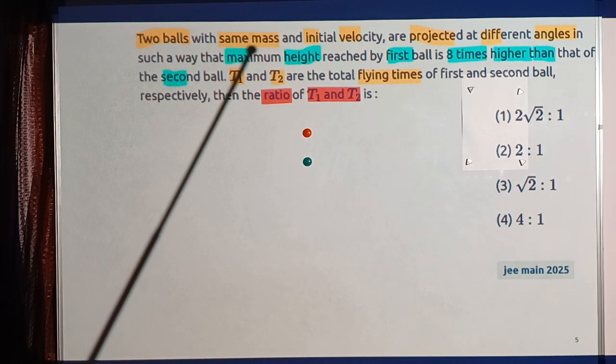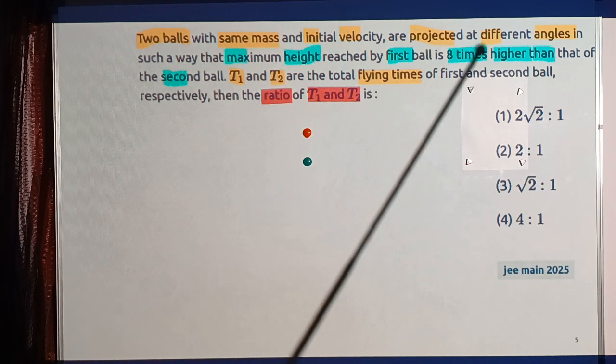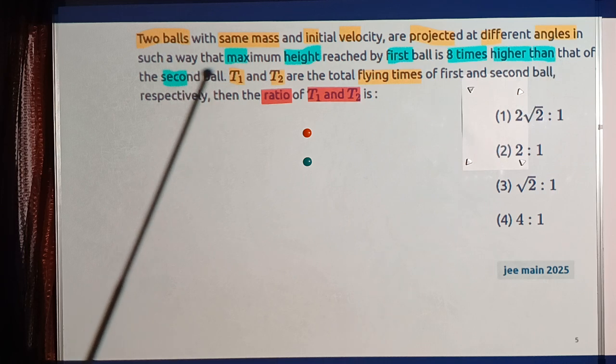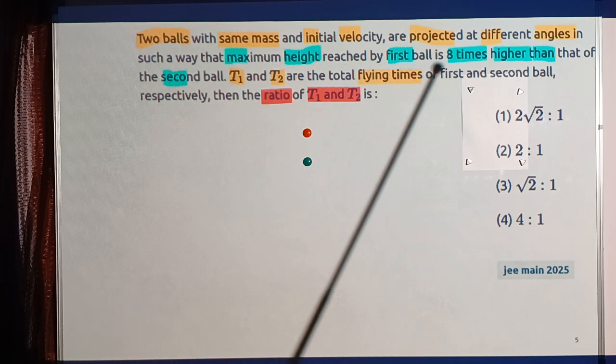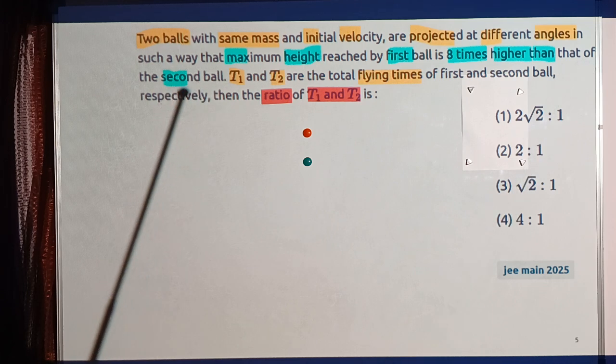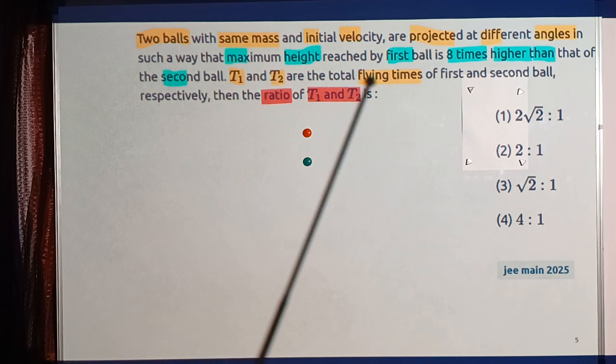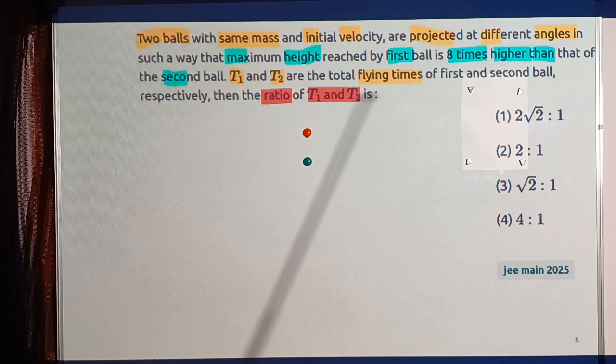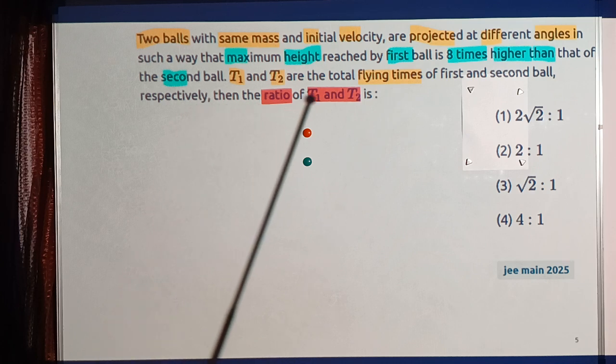2 balls with the same mass and initial velocity are projected at different angles in such a way that the maximum height reached by the first ball is 8 times that of the second ball. T1 and T2 are the total flying times of the first and second ball respectively. Then the ratio of T1 and T2 is. You can pause and try this question.